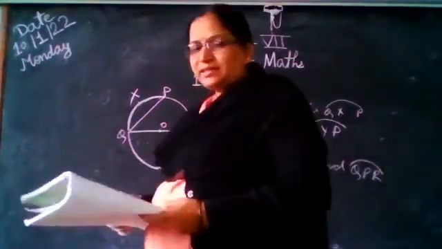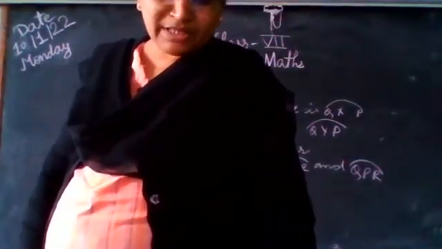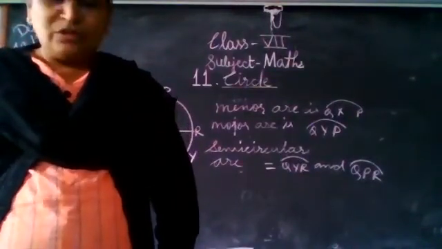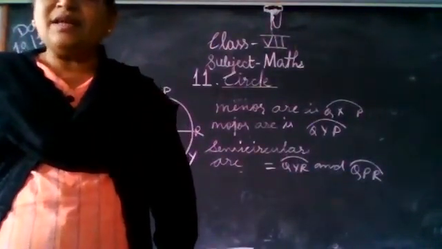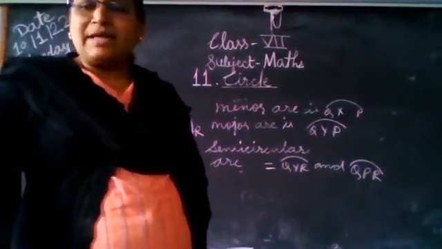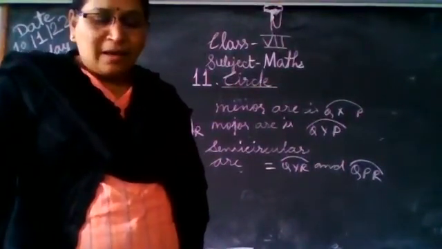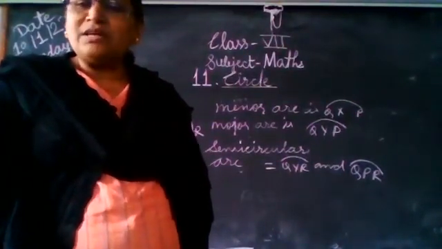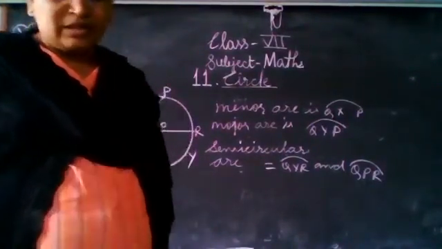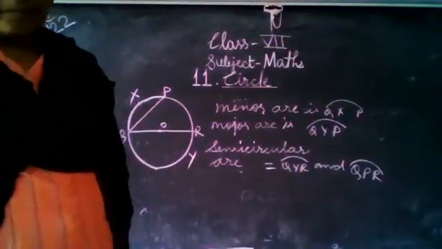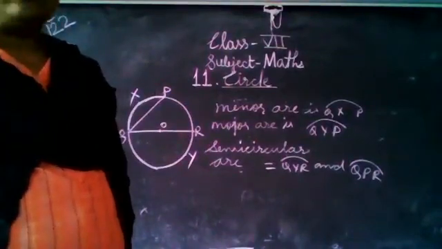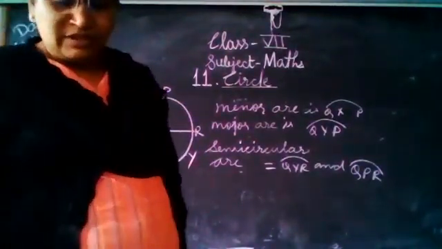What is it, beta? And the third question: in a circle with center O, the measure of the minor arc is 110. What is the measure of arc PYQ? So 110 means it is the minor arc. How will you get the measure of the major arc? By subtracting this minor arc from the 360. So you will get the measure of the major arc. Okay. So here we will stop, children.